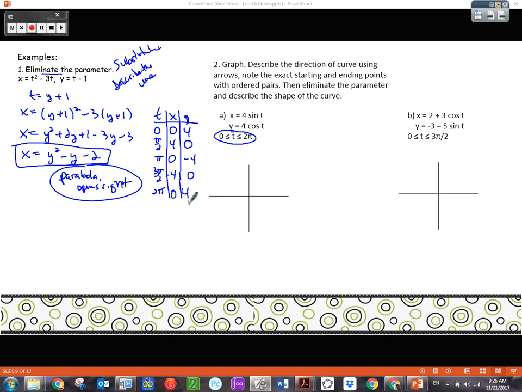So what this wants us to do is describe the direction of the curve using arrows. So when we graph, we're going to use arrows, and we're going to note the exact starting and ending points with ordered pairs. Okay, so my time starts at 0. My first point is at 0, 4. So I'm going to do what that said. I'm going to write the point there, 0, 4, and that's my start point. So at time 0, that's where we are. Now let's look at what happens when we go to pi over 2. Then our point is 4, 0.